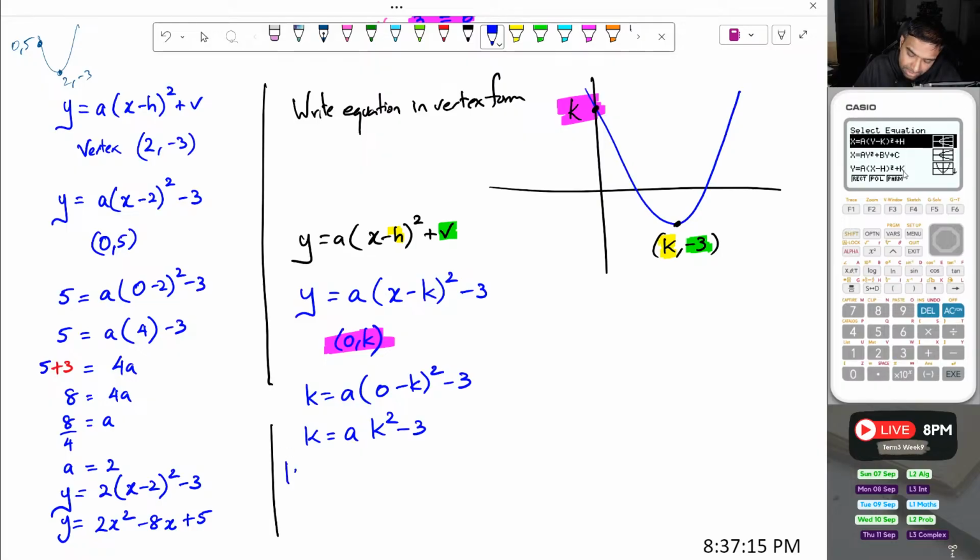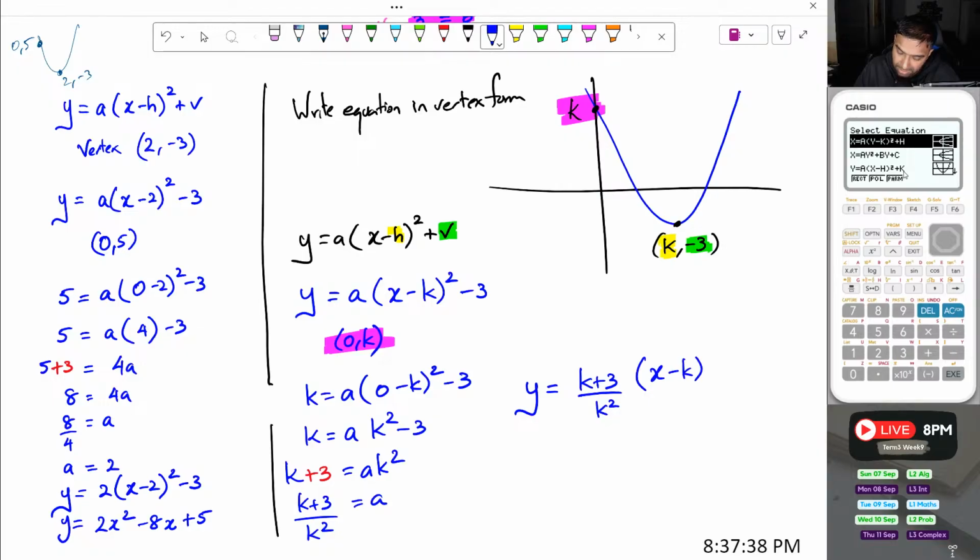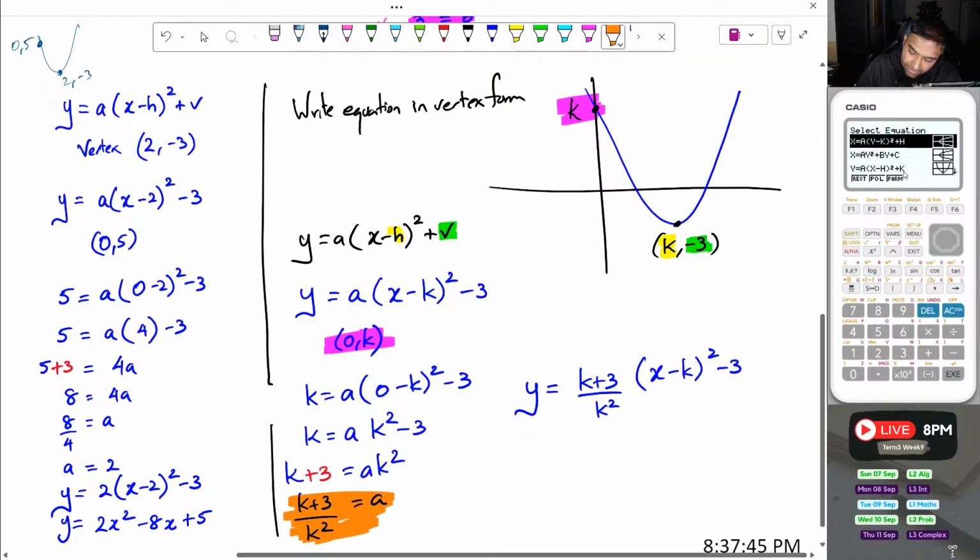And then I rearrange this. I get k plus 3 equals ak squared. And then a is written by itself, so k plus 3 over k squared. So the equation for this graph is going to be k plus 3 over k squared, because that's the a value, times (x minus k) squared minus 3. So remember that this is the a value. This whole thing is the a value, and that's going to go in the front there.